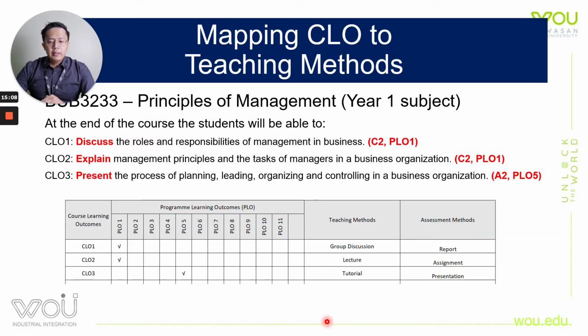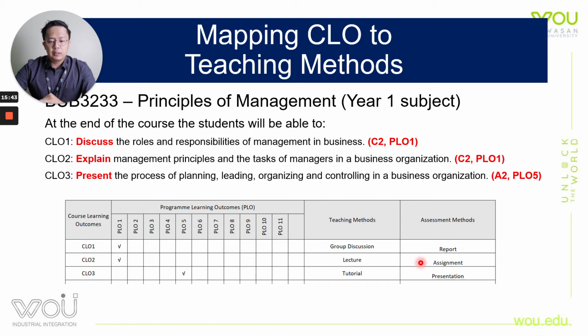Okay, so if we come back to our example over here, Principle of Management, the year 1 subject, you will see that at the end of the course, the students need to complete these 3 course learning outcomes. We have discussed the teaching method in the earlier videos, so right now we come to the assessment method. If you look at the first CLO, where I want the students to discuss the role and responsibility of management in business, C2, PO1, I may use a report method. Ask students to produce a report, or a project, so that they can discuss and explain their role over there.